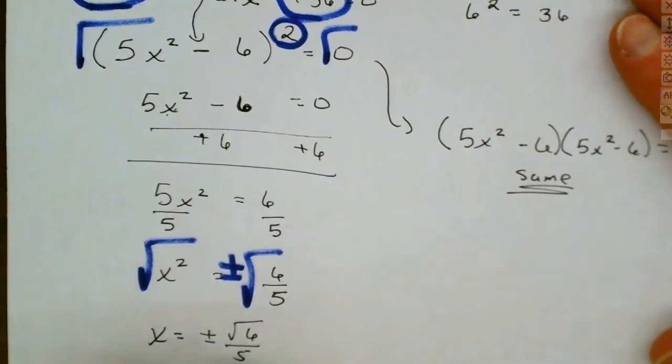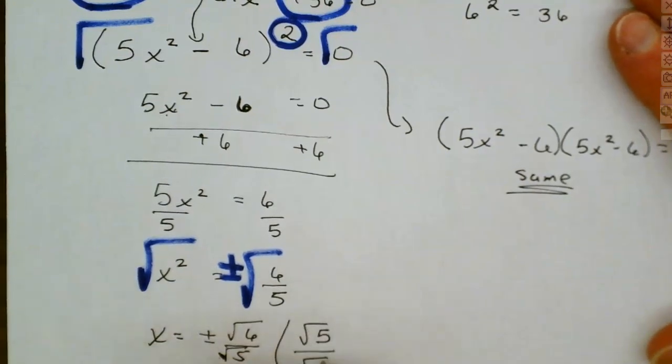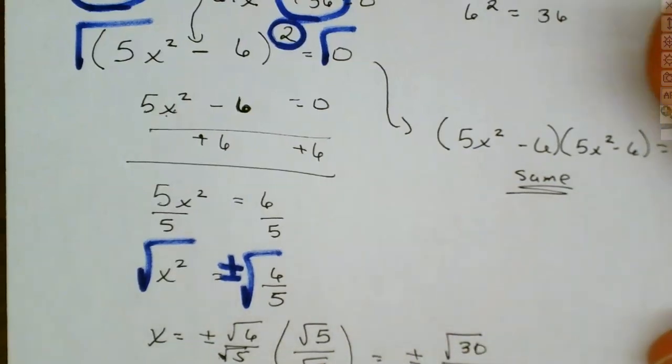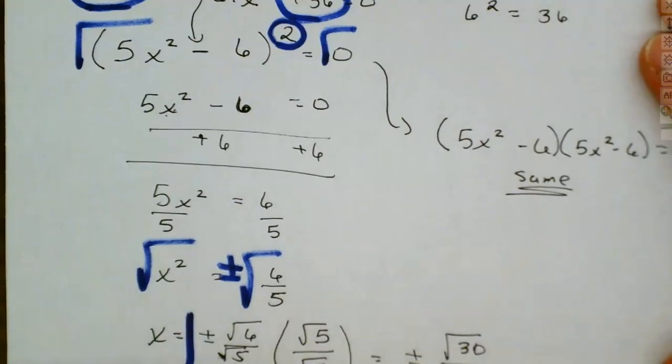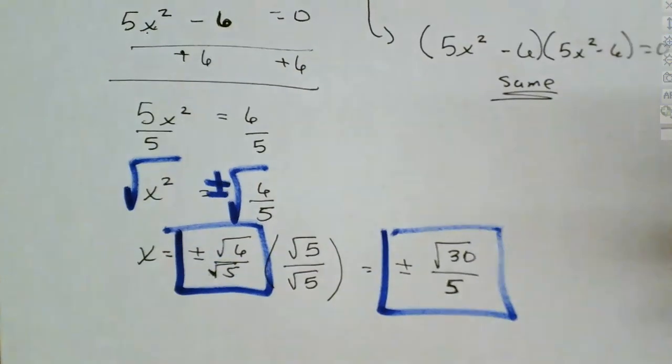A lot of times, though, they'll also get rid of the denominator that has the square root in it. So you could leave it like this, or you can rationalize it and multiply it by the square root of 5 over the square root of 5, which would then give you, to rationalize it, plus or minus the square root of 30 over 5. But I would take either one. I would take either this or that. Same thing. You may or may not remember how to rationalize.